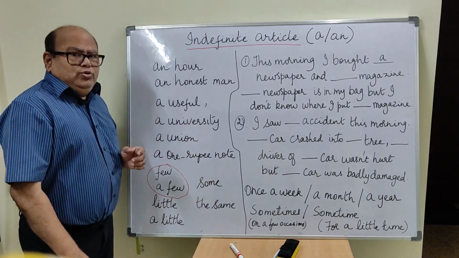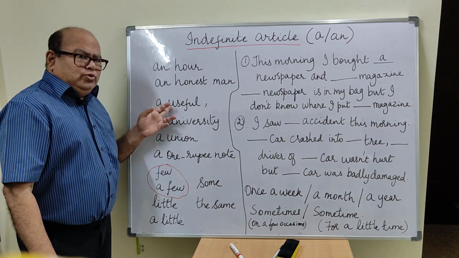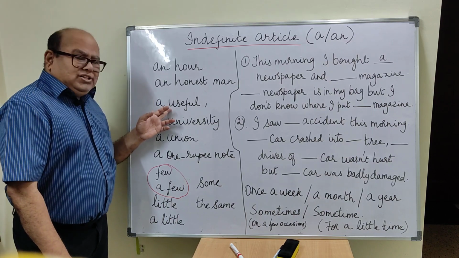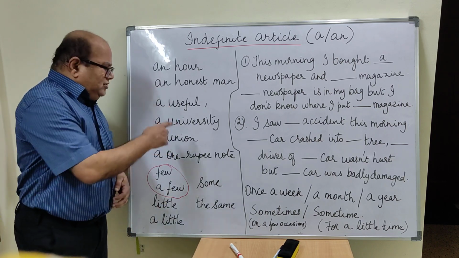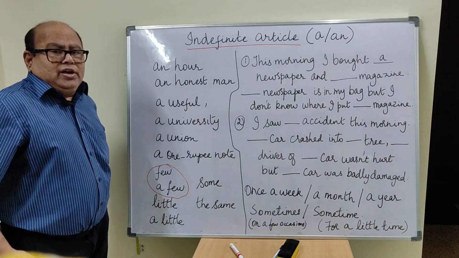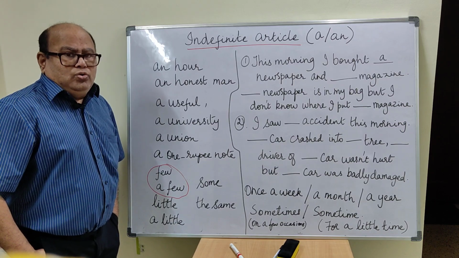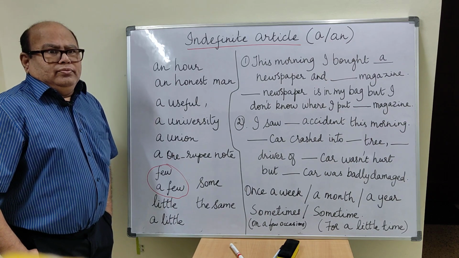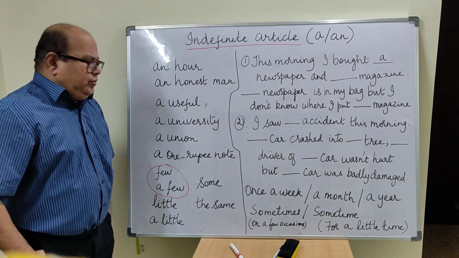Useful, this word we use very often. But understand, before useful, you are going to use only a, although it starts with a vowel, but it has a consonant sound, hence to be preceded by a. The cow is a useful animal. A hammer is a useful tool.